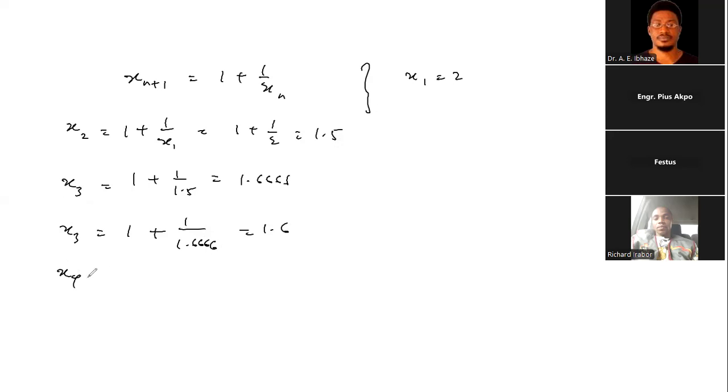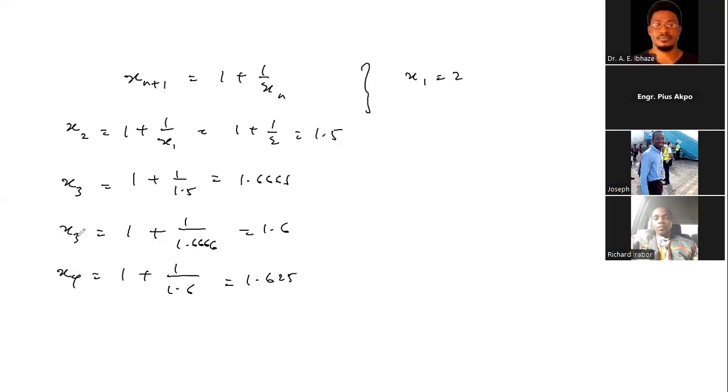And then x4 will be the same as 1 plus 1 over 1.6. This will give me 1.625. That's x5. Yeah, that should be x5. The one is x4. No, okay, this is x4. X5, yeah. Then x6 will now be 1 plus 1 over 1.625. So this will give us 1.6125.